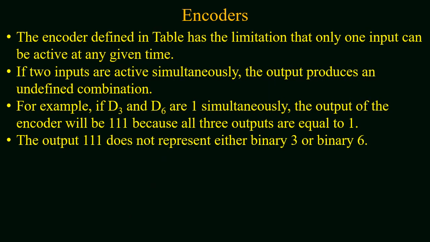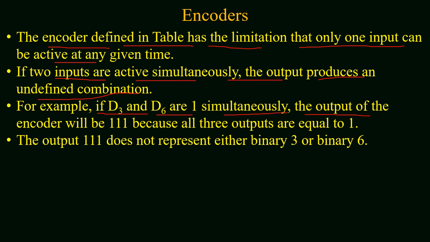The encoder defined in the truth table has the limitation that only one input can be active at any given time. For instance, if 2 inputs are active simultaneously, then the output produces an undefined combination. For example, if D3 and D6 are simultaneously 1, then the binary output code will be 1, 1, 1 because all the 3 bits are equal to 1.